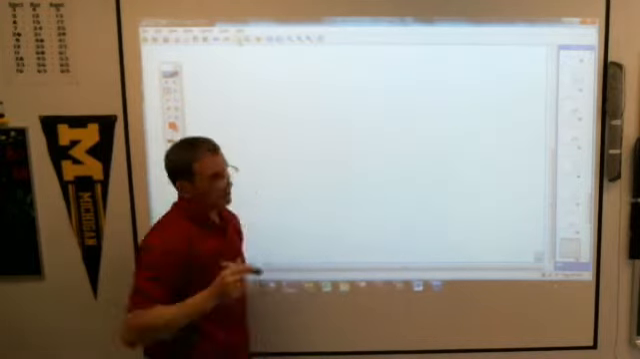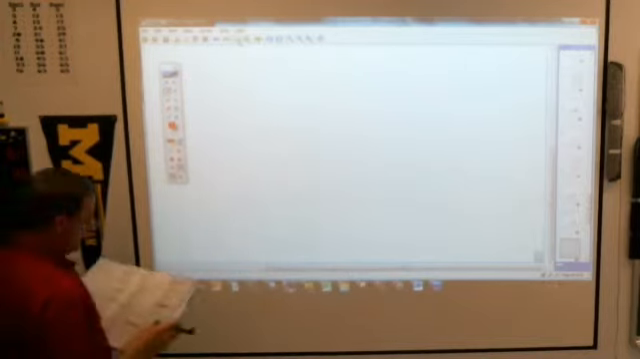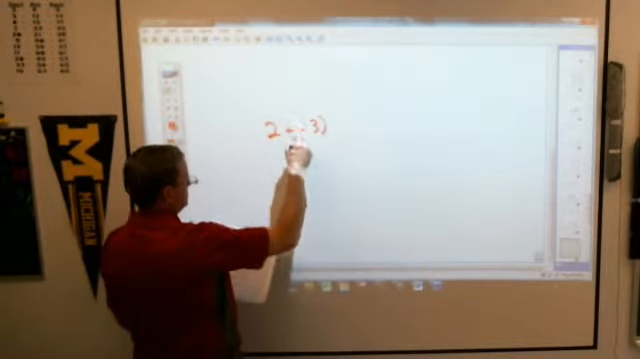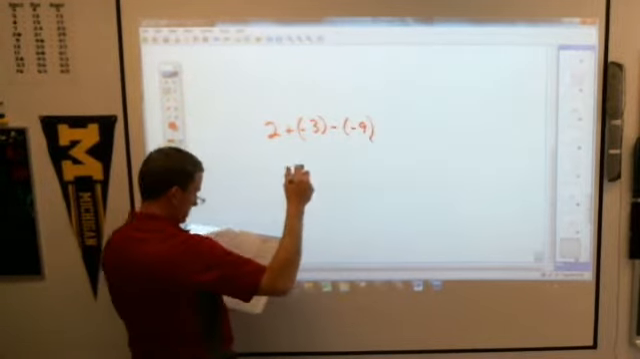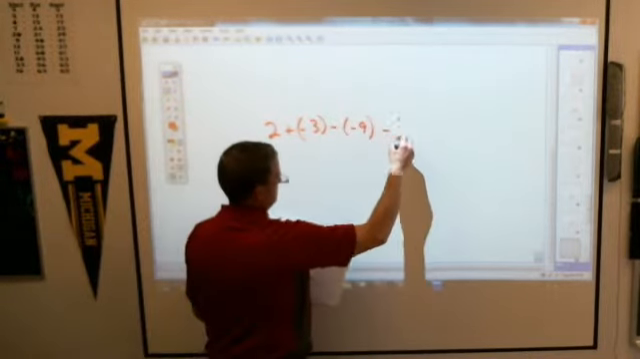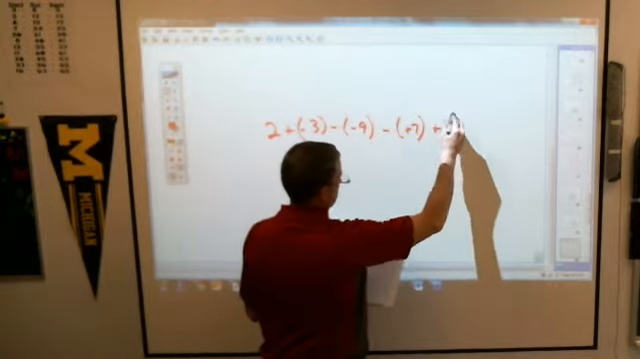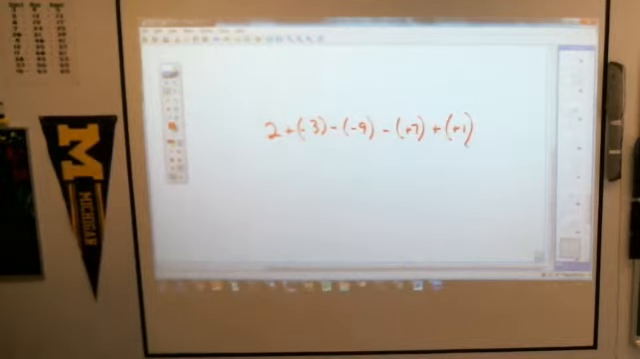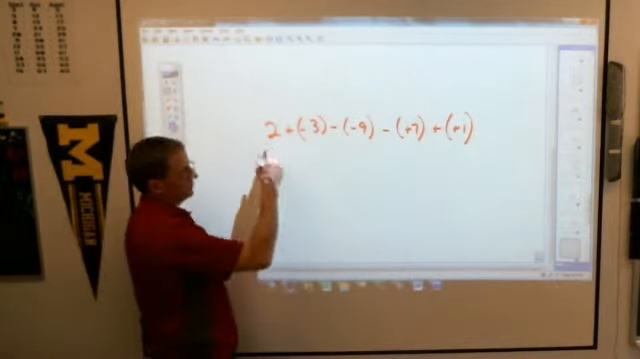Let's look at one that might be a tough bit more, because then they start throwing parentheses, which really shouldn't matter to you. How about this one? 2 plus a negative 3 minus a negative 9 minus a positive 7 plus a positive 1. Now, I'll just go on record as saying those parentheses really don't change or do anything. Okay? We can just rewrite it as it is.